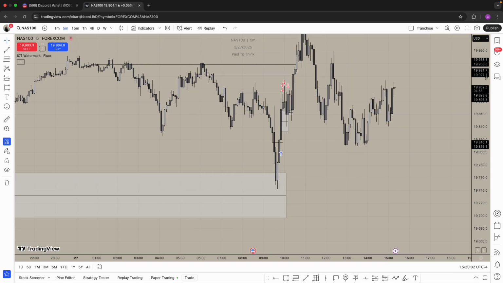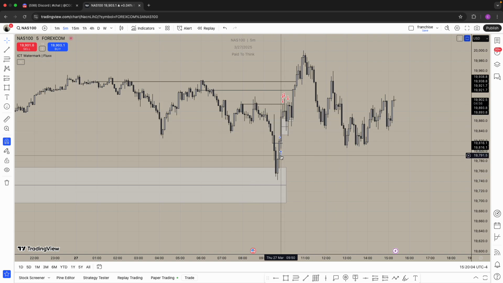As you can see, we came in at 9:45, closed above this CSD, this wick. What did we also do? Inverse this gap. We got filled a bit higher, but the entry was within this inverse gap here.